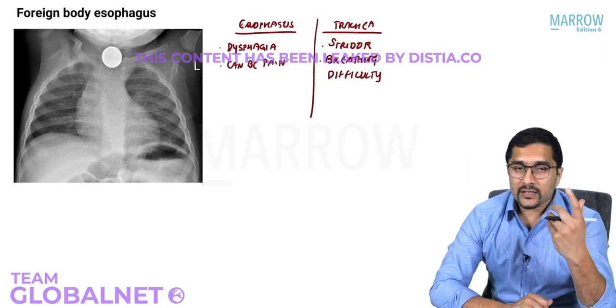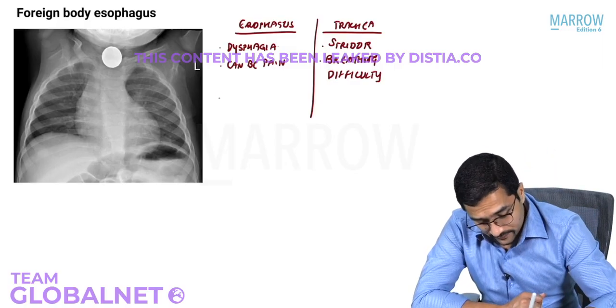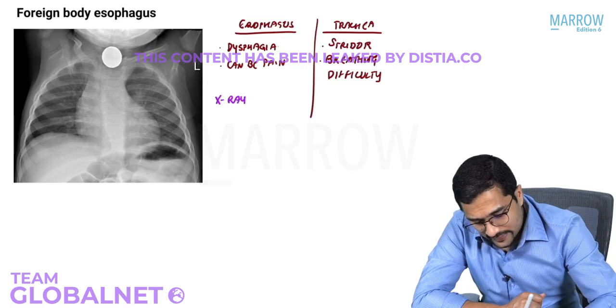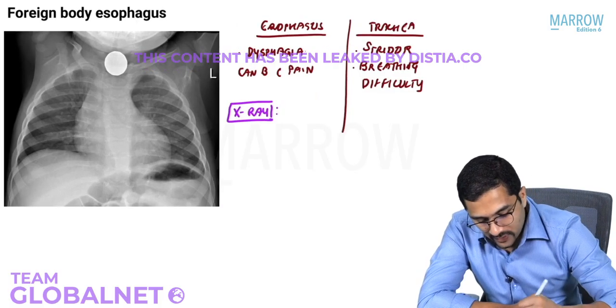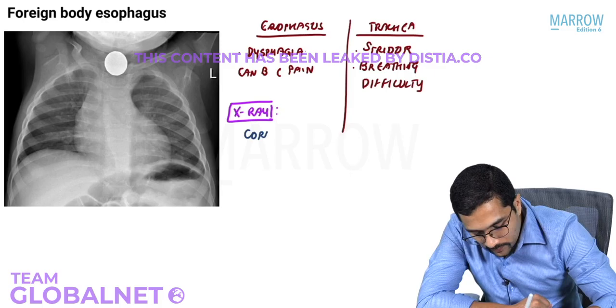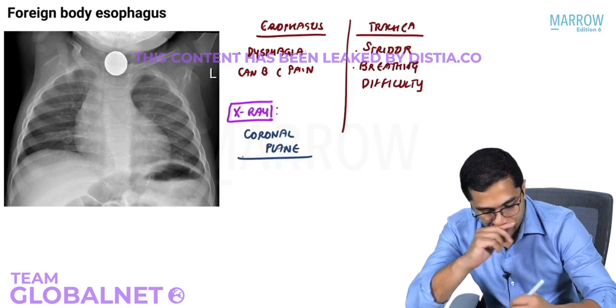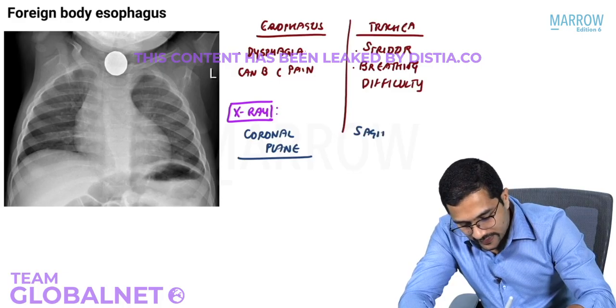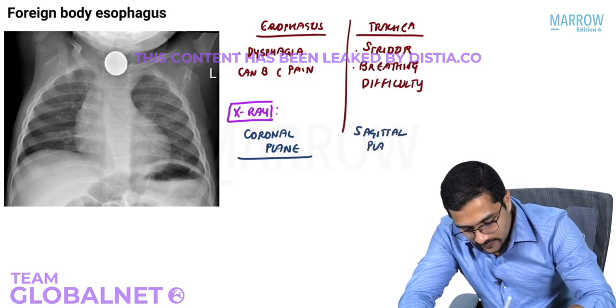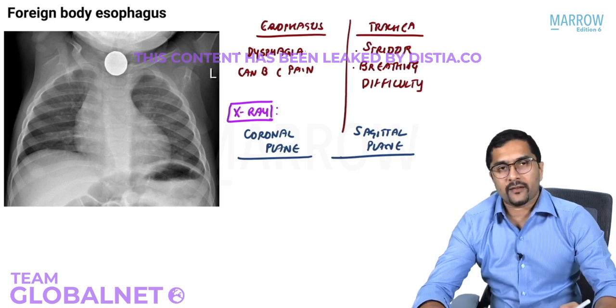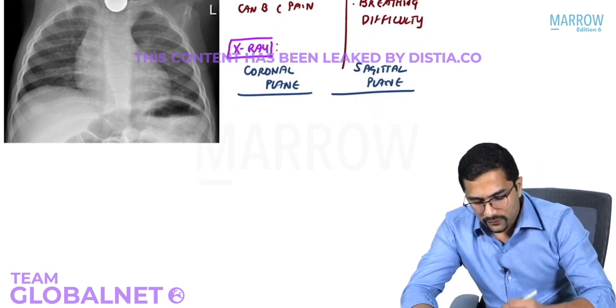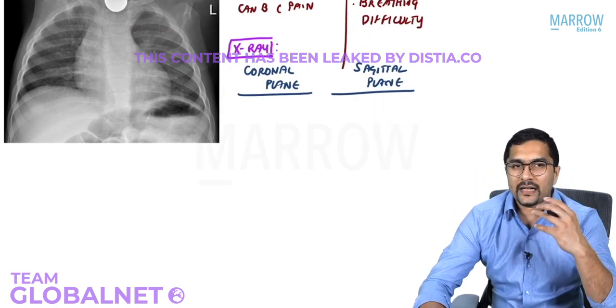The next test obviously is to carry out an X-ray. And when we do an X-ray in these patients, we will see that the coin lies in the coronal plane in the esophagus, whereas in the trachea it lies in the sagittal plane. Obviously, this sounds a bit confusing. A simpler way is to do a lateral film.